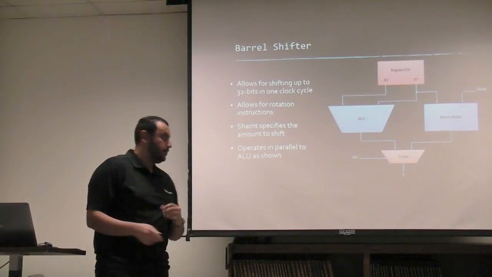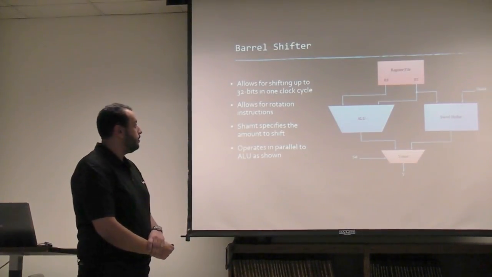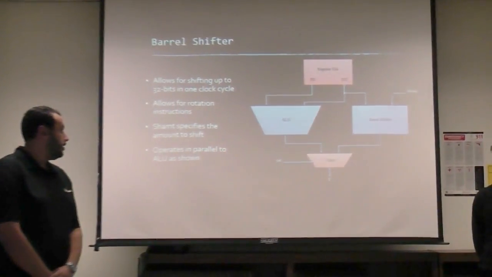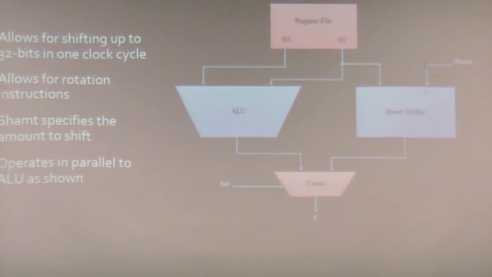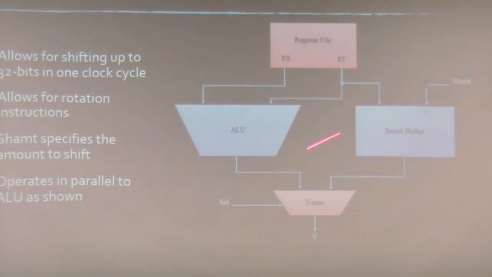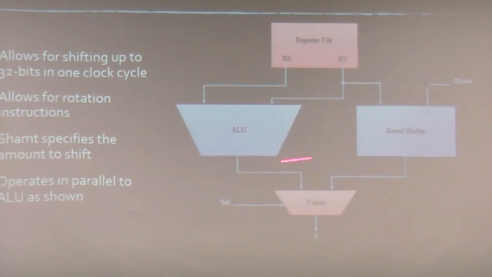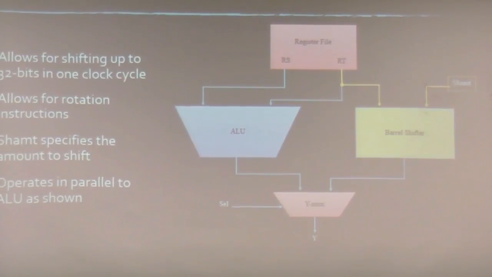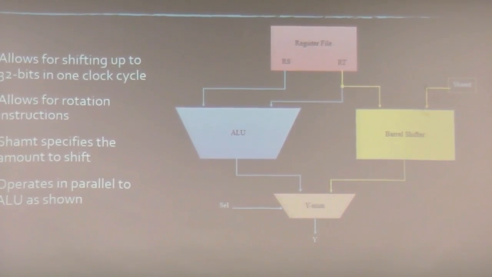So here we will show you our barrel shifter. It allows for shifting up to 32 bits in 1 clock cycle. The shift amount over here specifies how many bits we would like to shift, and it operates in parallel to the ALU, so they're independent of each other, depending on the function and our select from our YMUX over here. So you can see the path goes from our register file from RT into our barrel shifter, into our YMUX, and out.